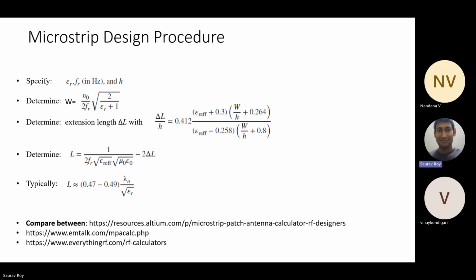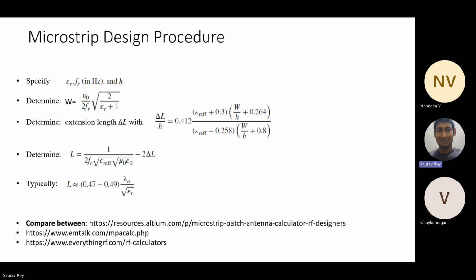So how do you start the microstrip design? First specify your epsilon r, which is the substrate you have. Let's take something like FR4, which has a dielectric constant of 4.3. Then specify the frequency range of your operation and the thickness of your dielectric. These are the three things mentioned first, because these are all in your hand; it depends on the availability of the dielectric.